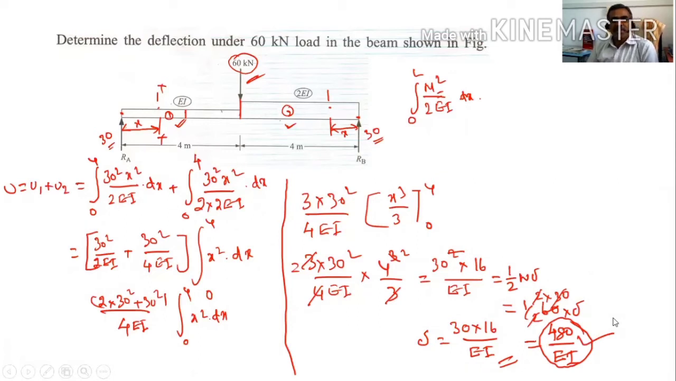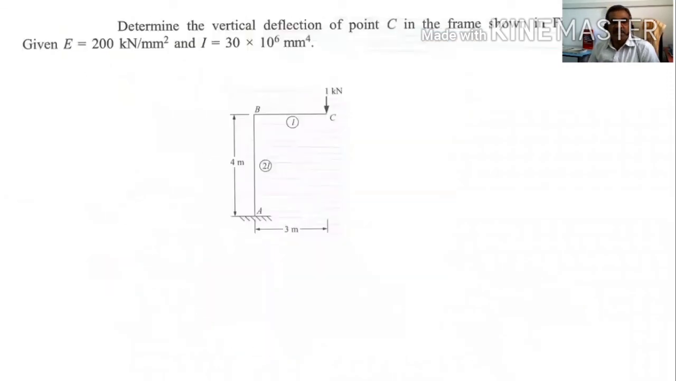So this is a way you can solve this problem. This kind of problem cannot be solved by Maxwell's method or double integration method. Now let us see another problem. Now you see this problem. This problem is something different. Previous problem also there is a small difference.